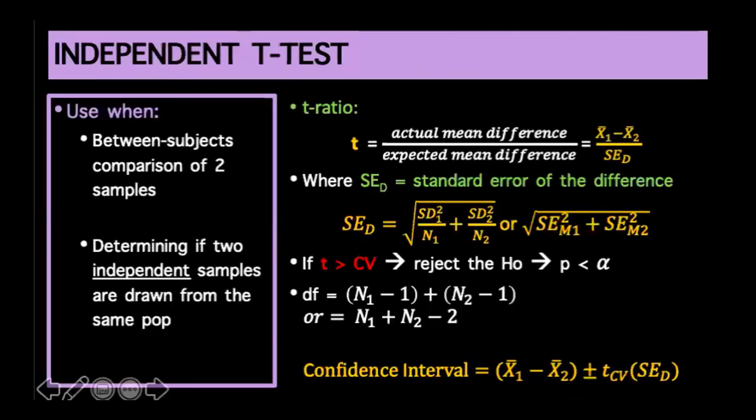All right, so as far as the t-ratio is concerned, it's still measuring the actual mean difference between the samples and then comparing that to what we would expect the mean difference to be if we compared it to a population. Okay, so again, the top part, you're just taking whatever the two means that you've been given, what is the difference between them?